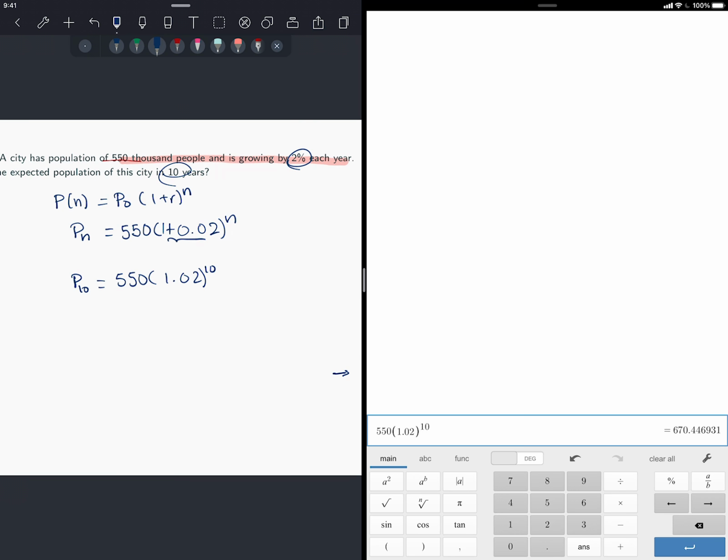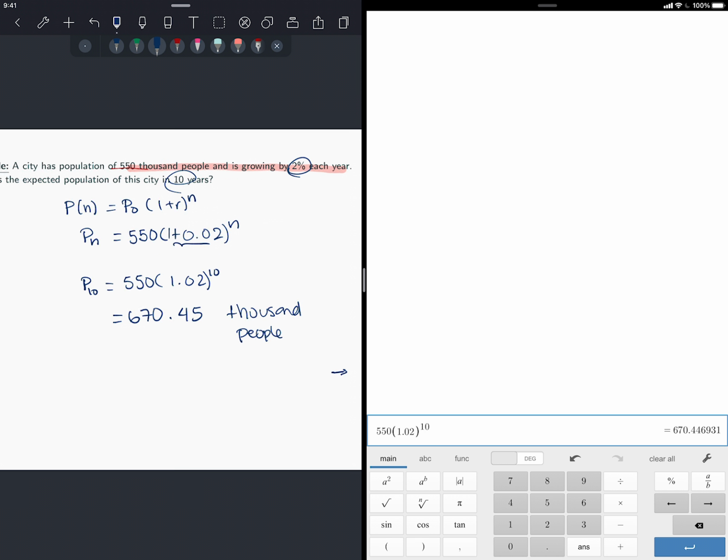So I get 670.44. I'm going to round to 2 decimals, so that becomes a 45. And these are thousands of people, so your answer should be 670,000 people in 10 years. Okay.